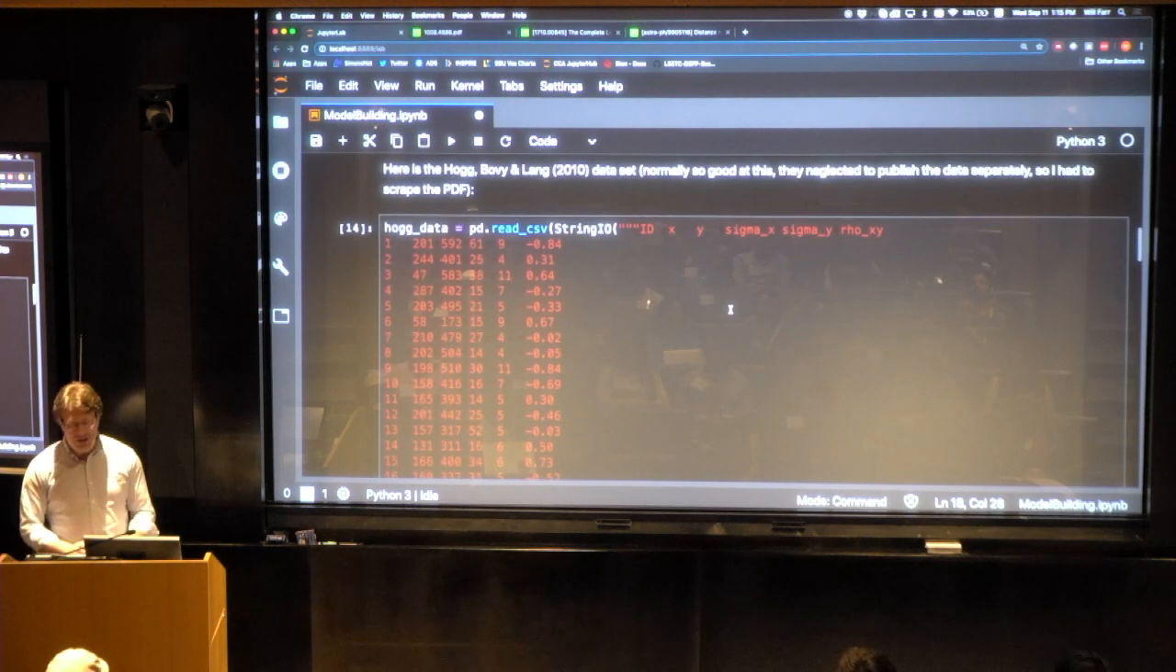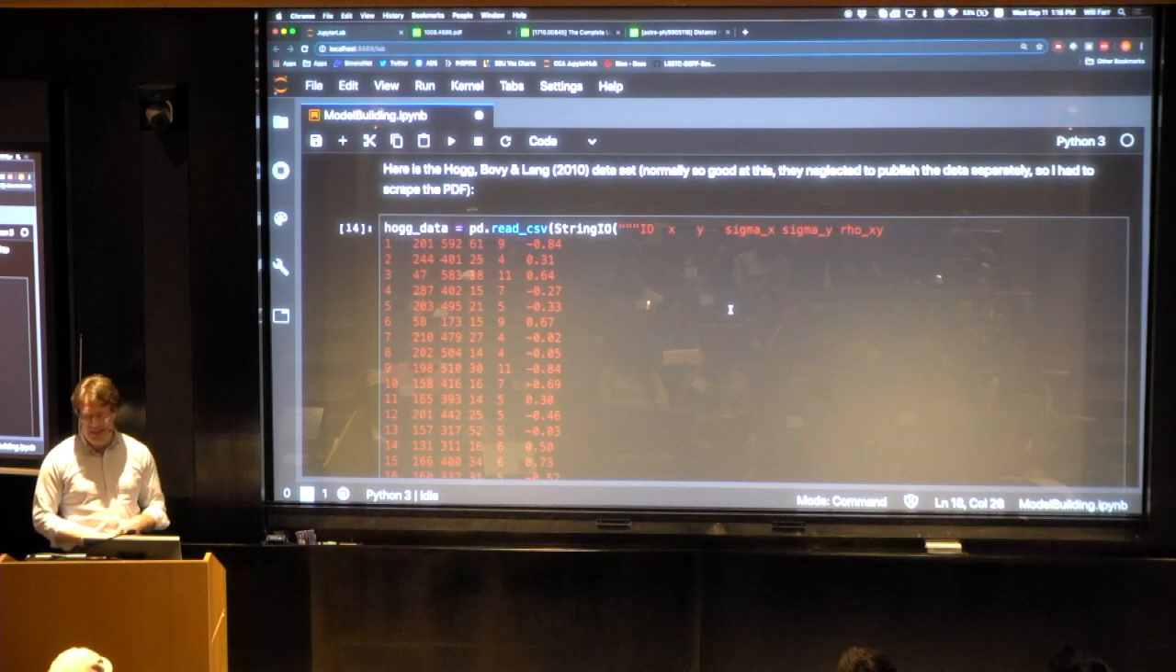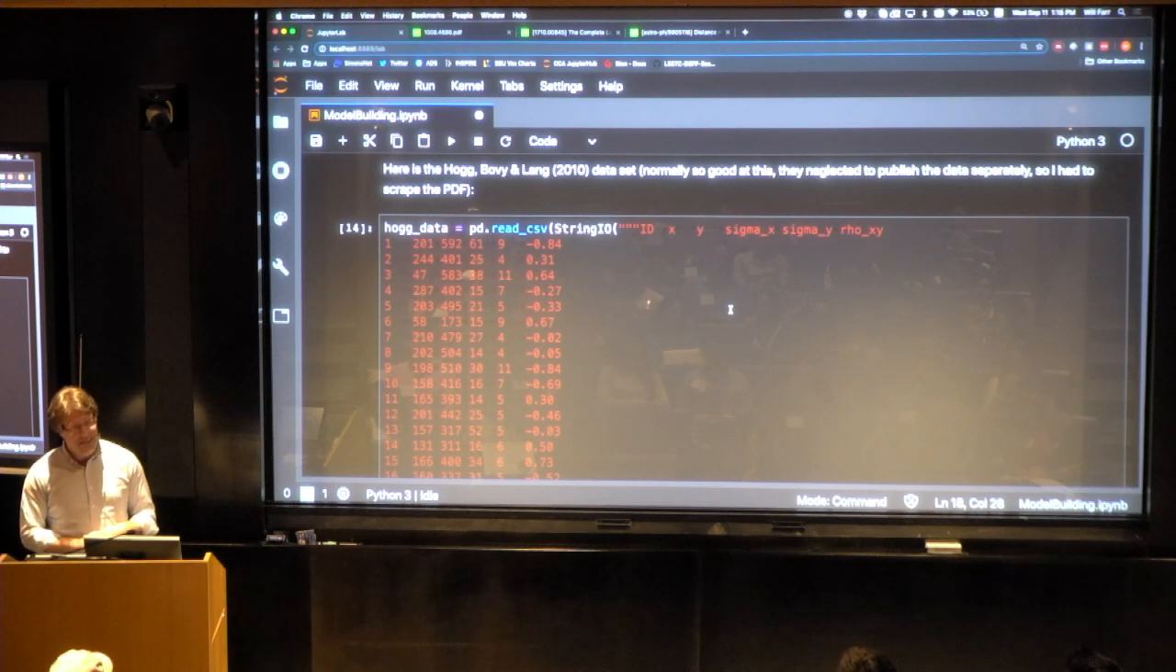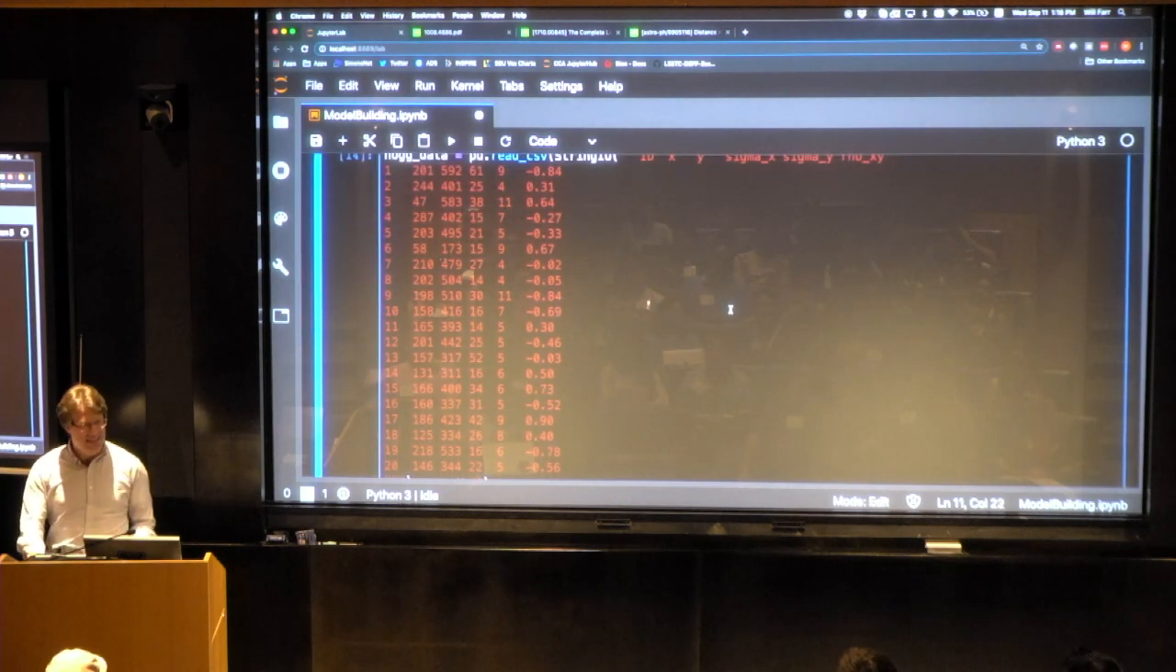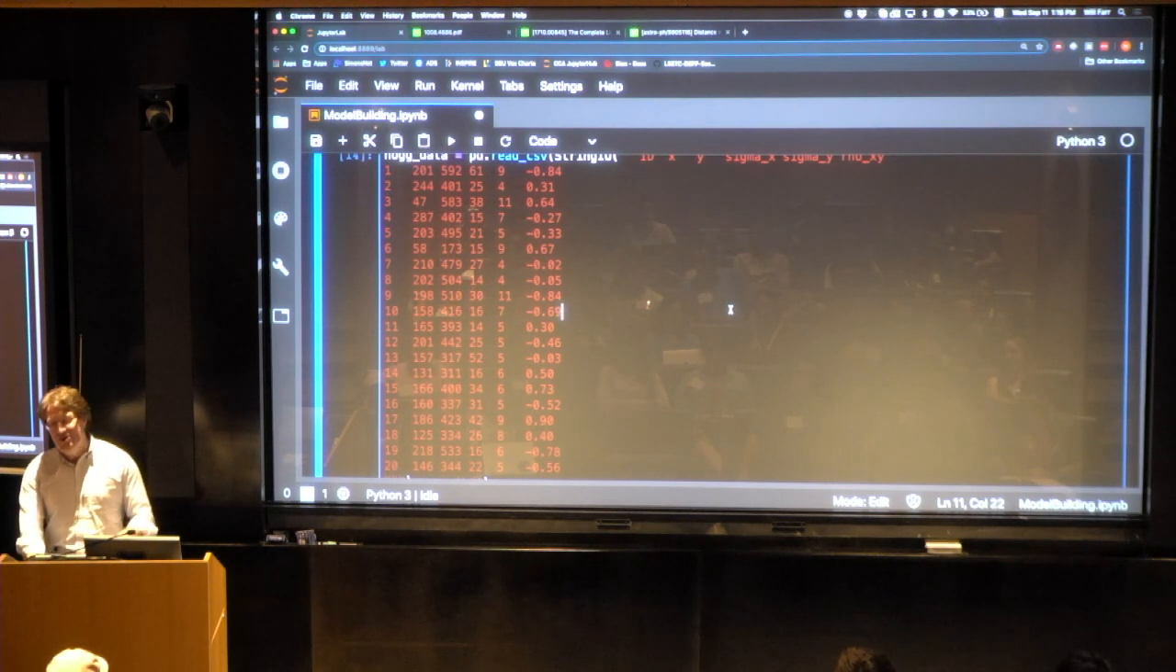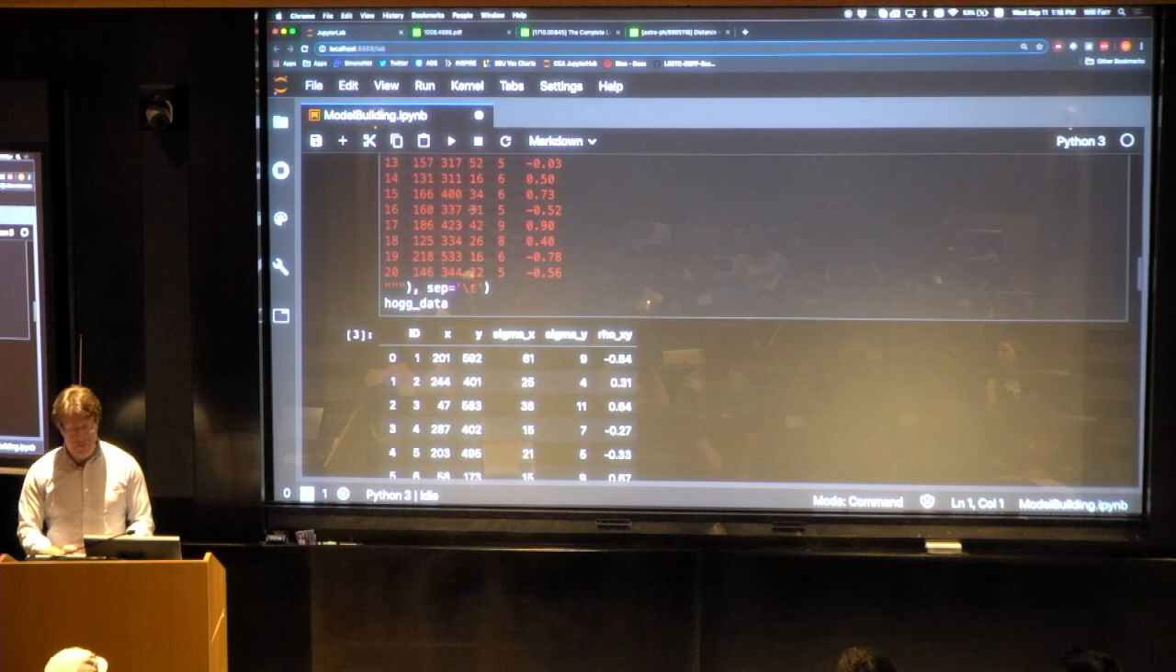Unusually for this crowd, Hogg, Bovy, and Lang are usually really good, but they did not release their data set. So I PDF scraped it, and here is the data set in a string in the notebook. This is like 10,000 things you should not do, okay? When you are doing things, release your data, put it in a real file. Don't check it in the repository like I did this morning. Okay, but here we go.